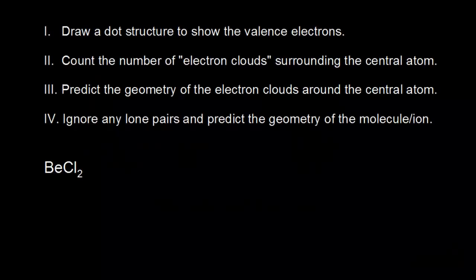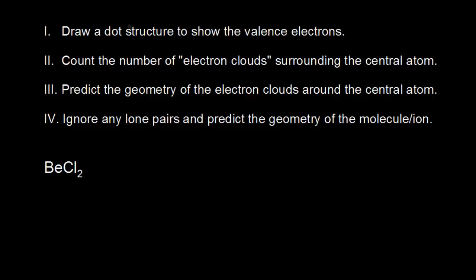In this next set of videos, we're going to predict the shapes of molecules and ions by using VSEPR, which is an acronym for valence shell electron pair repulsion. And really all this means is that electrons being negatively charged will repel each other. Like charges repel. And so when those electrons around a central atom repel each other, they're going to force the molecule or ion into a particular shape.